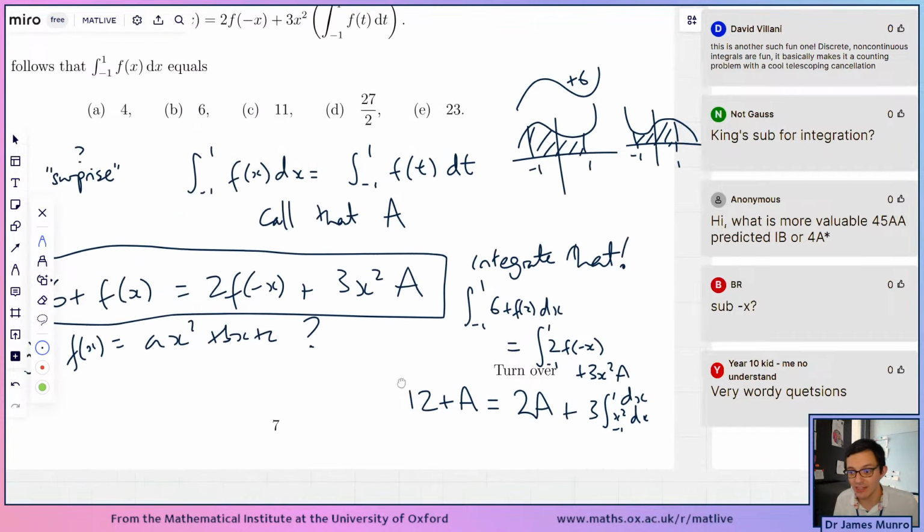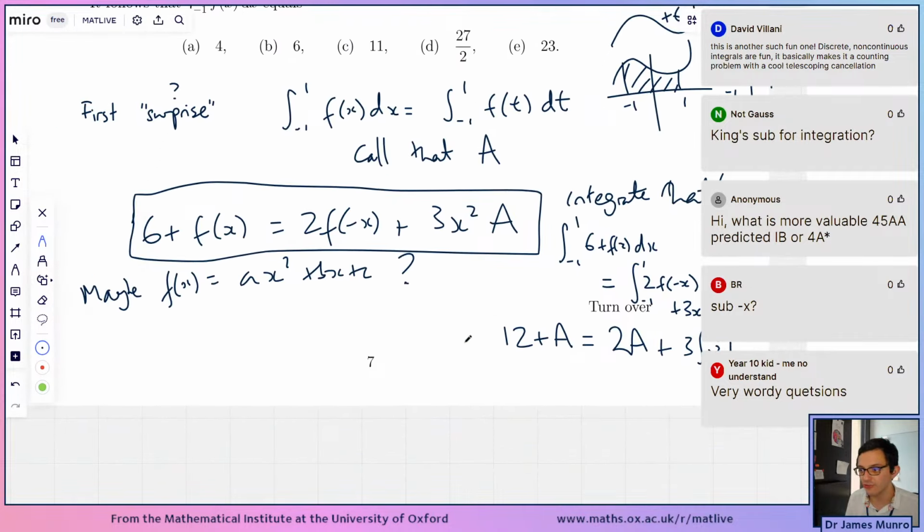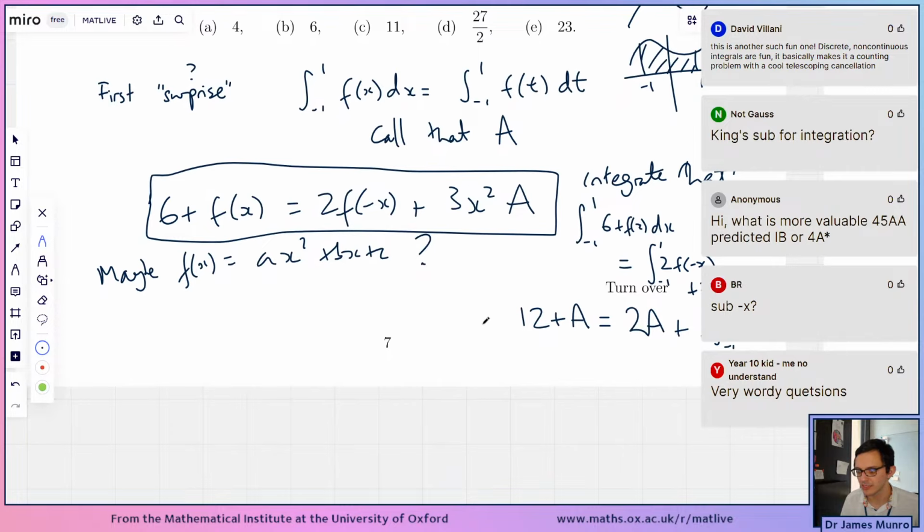So BR subbed in minus x. Oh yes, also good, I like that too. Is that even better? So if you sub in a minus x, like we were doing on the 2013 questions, this is true for all numbers, so in particular it's true for negative numbers.